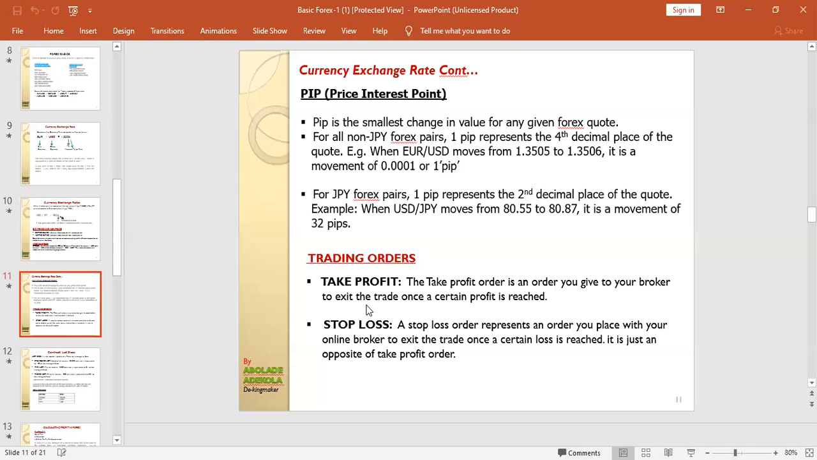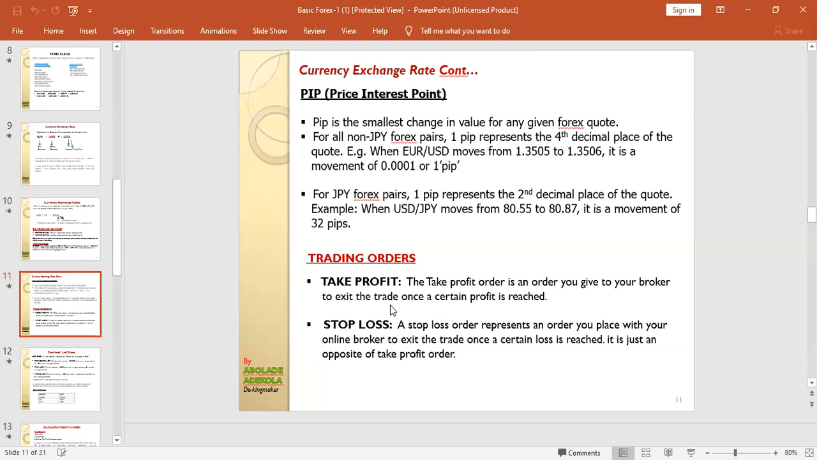So and the opposite is stop loss. Stop loss is to cut your loss short so that you won't be able to wipe out your account. You won't be able to blow your account. And as a matter of fact, I don't respect traders who don't use stop loss. So that is that.